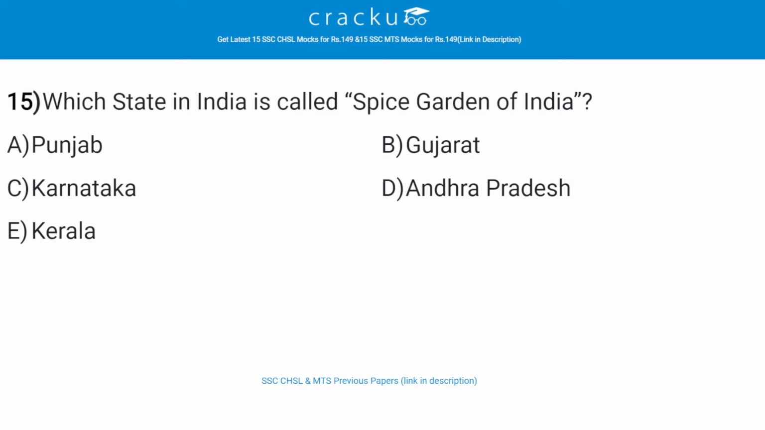Which state in India is called Spice Garden of India? The correct answer is E, that is Kerala. So, Kerala is known as the Spice Garden of India, and it is located in the Western Ghats. Kerala is a coastal state and ranked as one of the cleanest states of the country. The spices grown here have been an identification mark of the state.